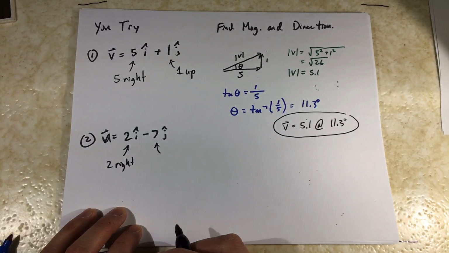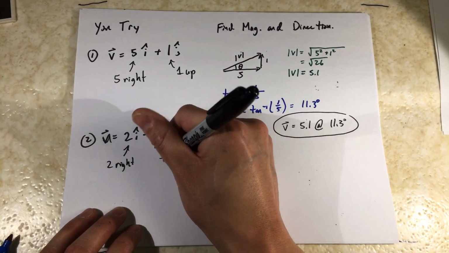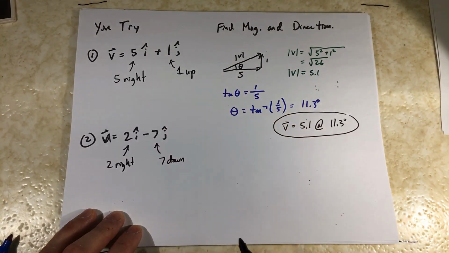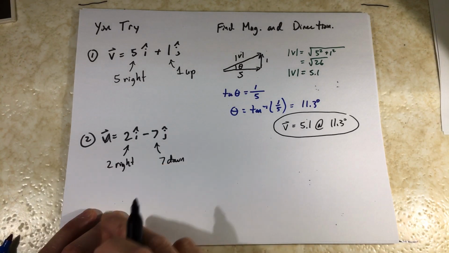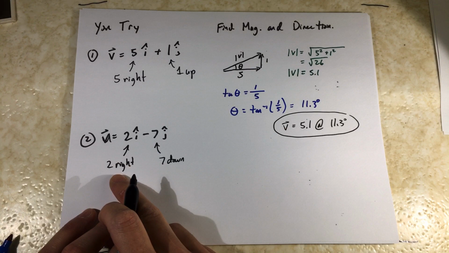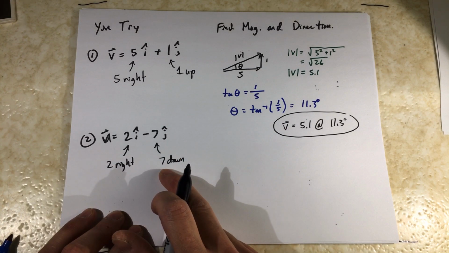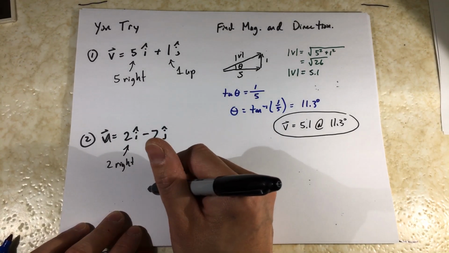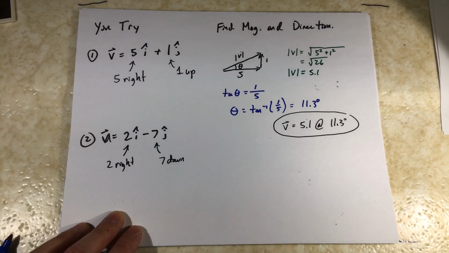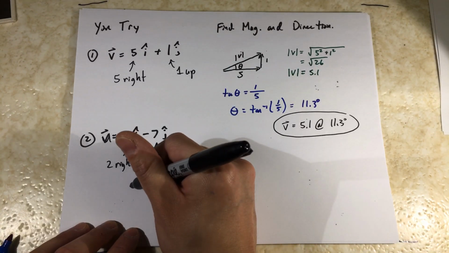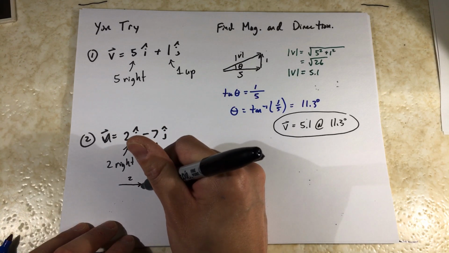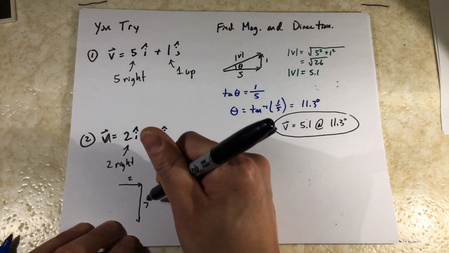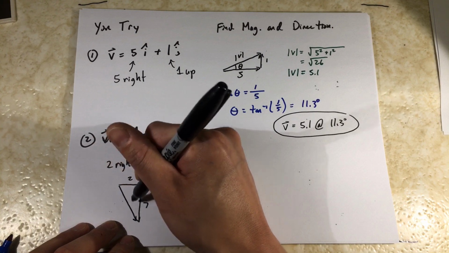And 7 is negative in the j-hat direction, so that means we're moving 7 down. The positive tells you right or left. Positive right, negative left. Here, positive up, negative down. So again, I always like to draw the x part first, so that's what I'm going to do. I'm going to go 2 to the right, and I'm going to move 7 down. So my vector is going to look something like this.